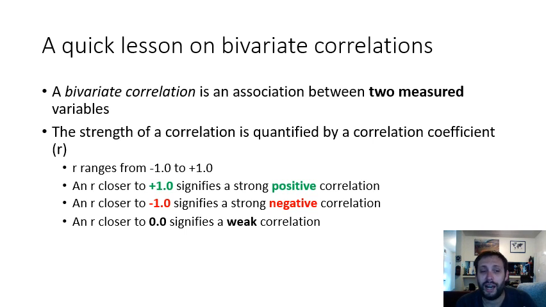Then you can also have correlations that are closer to 0, which means that there's really a weak correlation. A correlation of 0.0 indicates no correlation among the variables at all, and it's a very weak correlation.